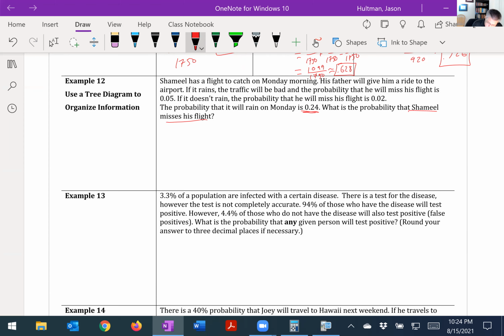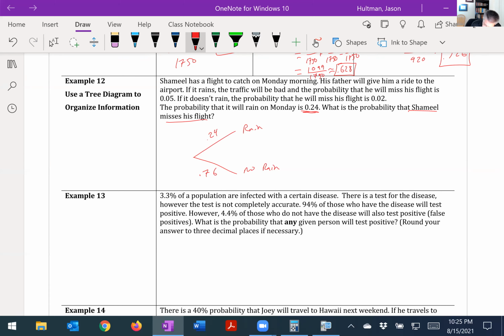Okay, so let's do a tree diagram for this one. There are a couple of things happening: rain and missing flights. So we want to know what happens if it rains and what happens if it does not rain. The probability that it will rain is 0.24. So what's the probability of not raining? Well, it's 1 minus 0.24, which is 0.76. These columns are going to have to add up to 1.